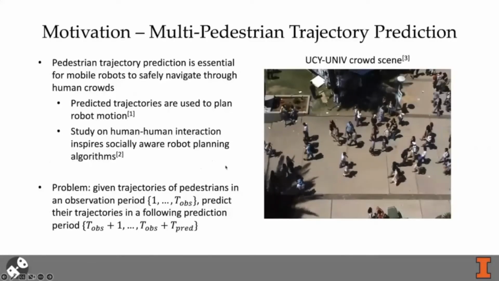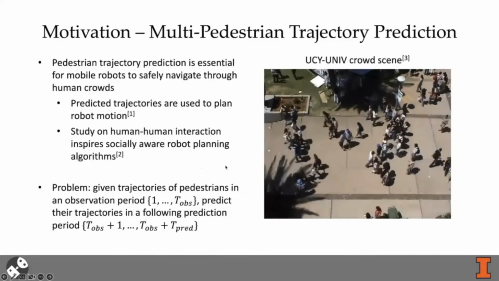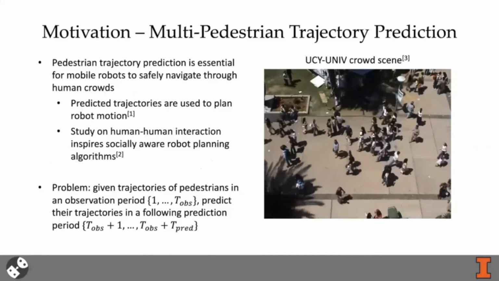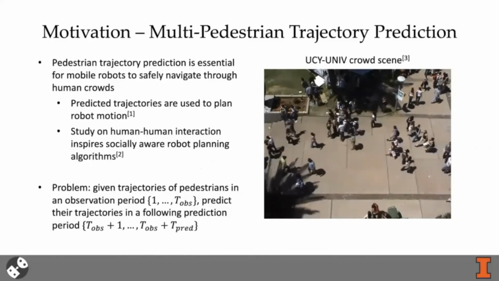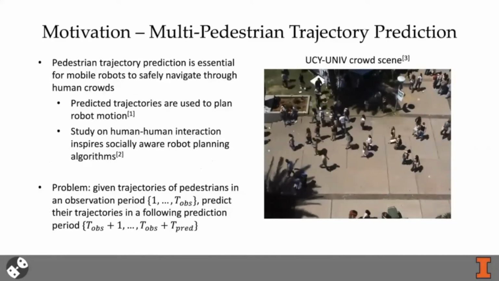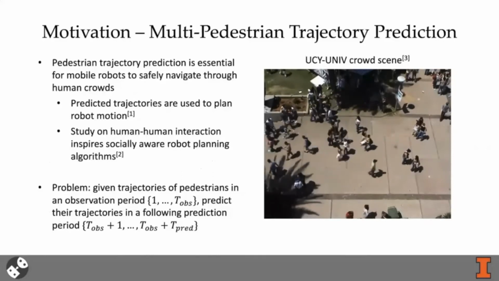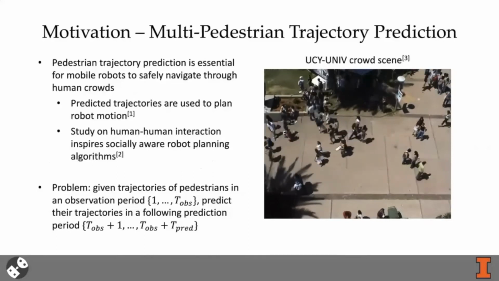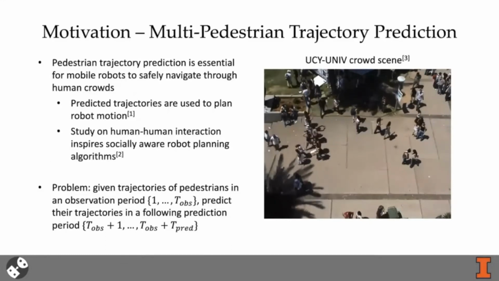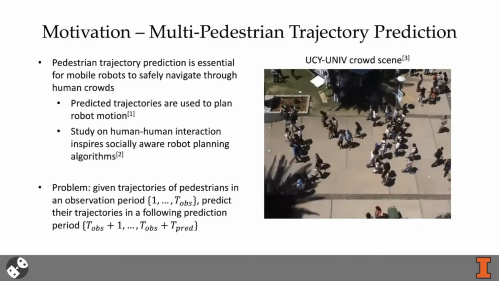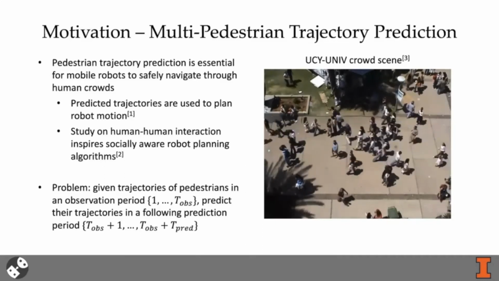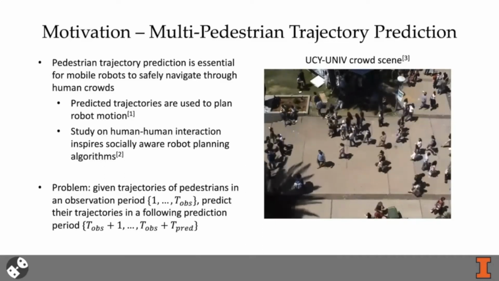To enter our daily lives, an autonomous mobile robot must comprehensively understand the dynamic human environment. Specifically, pedestrian trajectory prediction is important for mobile robots to safely navigate through human crowds. We are focused on the problem that, given trajectories of pedestrians in an observation period, predict their trajectories in a following prediction period. Here is a video clip of pedestrian motion in the crowd.